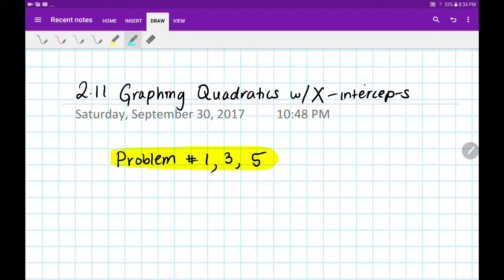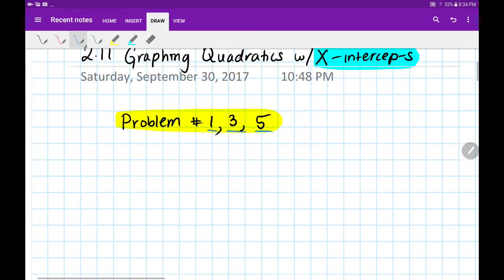Today we're going to be graphing quadratics using X-intercepts to guide our graphing process. So today we're going to do problems 1, 3, and 5 from the homework. Let's just jump right in with some quick notes.